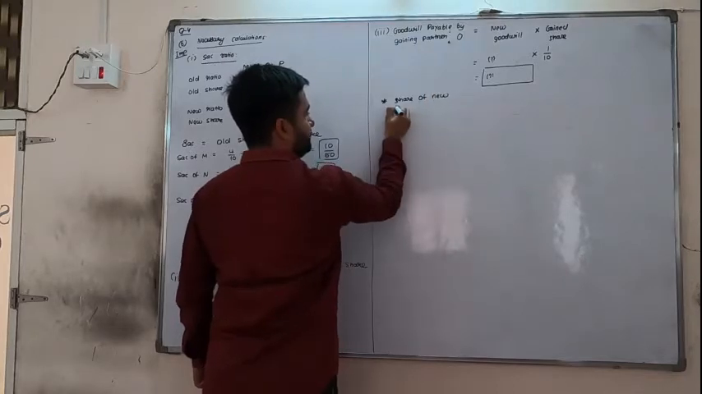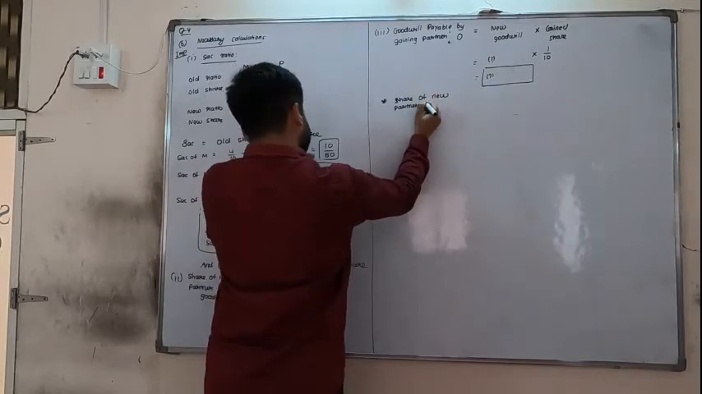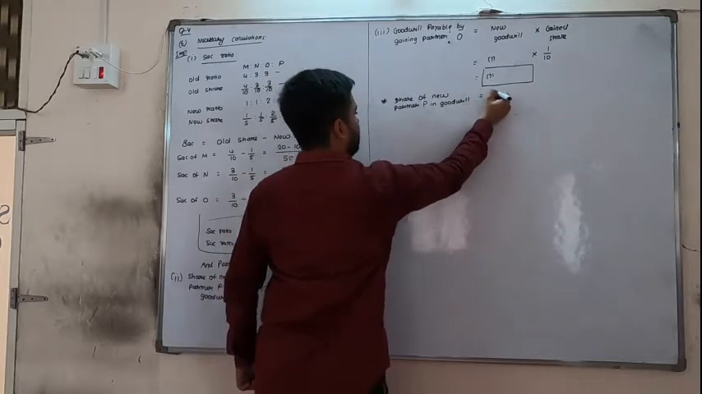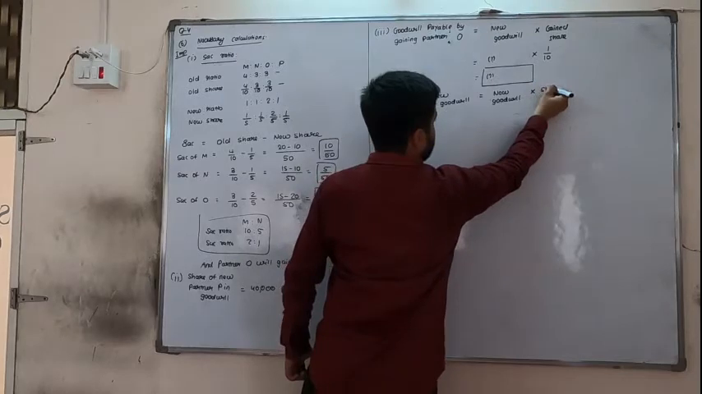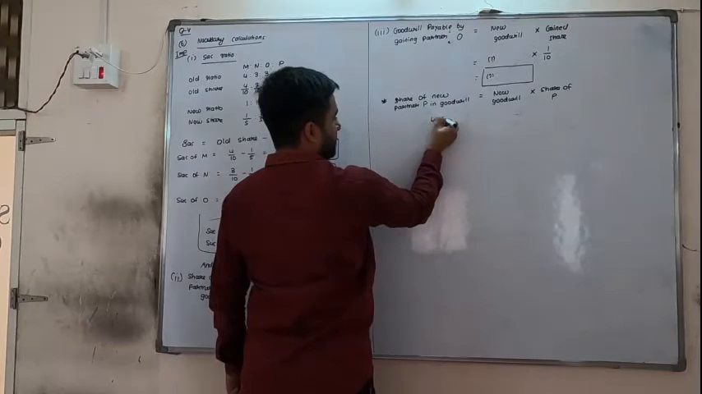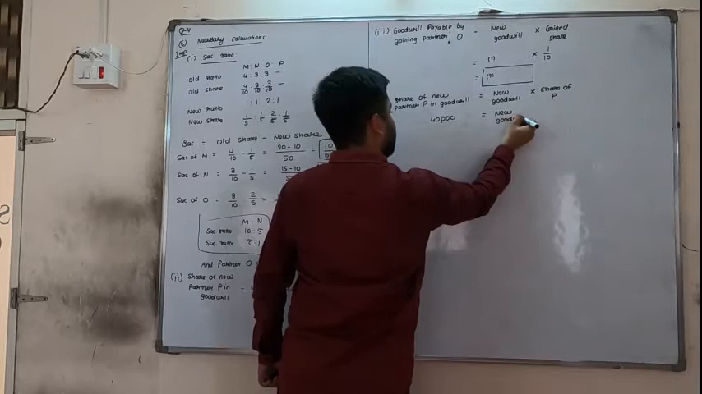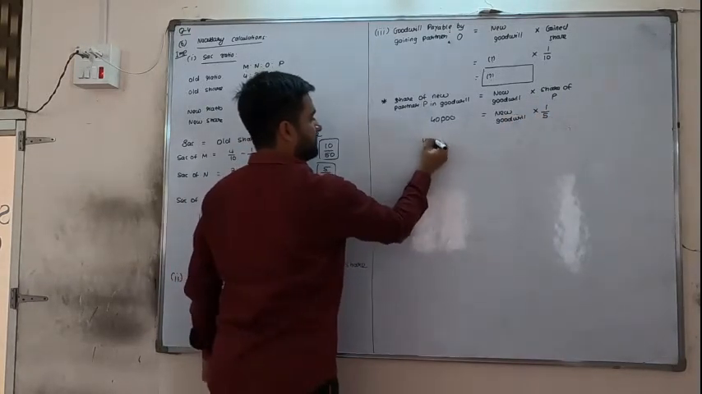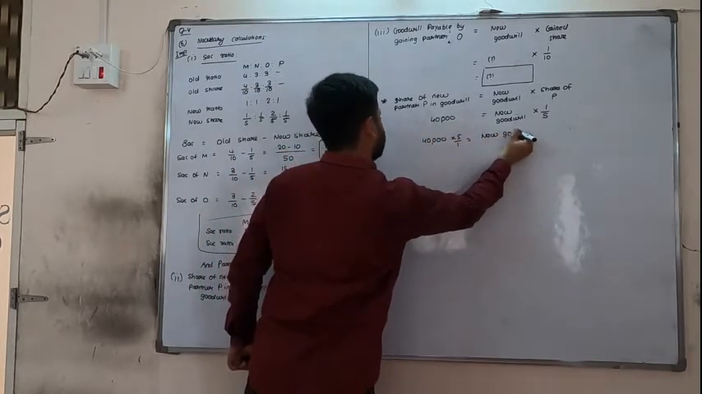Share of new partner P in goodwill. What is the formula? New goodwill into share of P. His share premium for goodwill is 40,000. New goodwill we don't know, we will find it. And P's share in profit is 1 by 5 from here. So 40,000 into 5 by 1 is new goodwill.